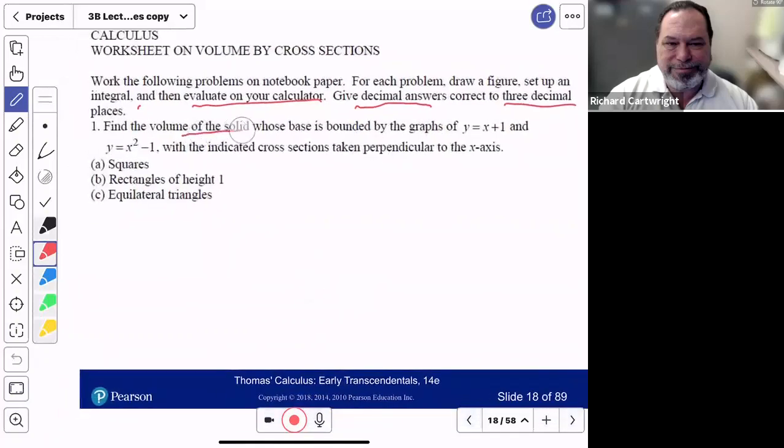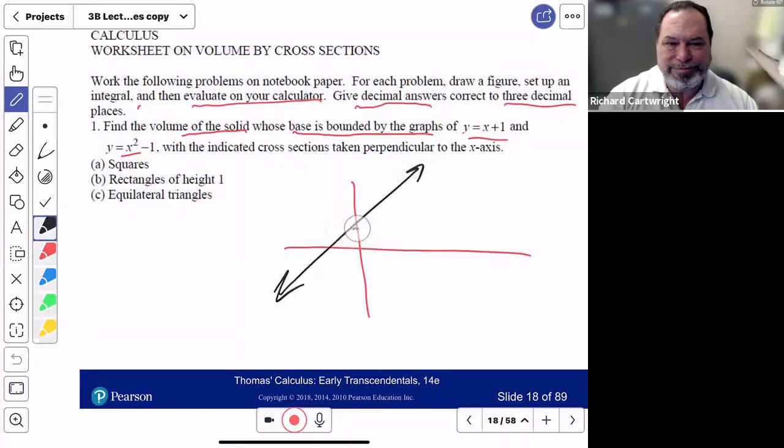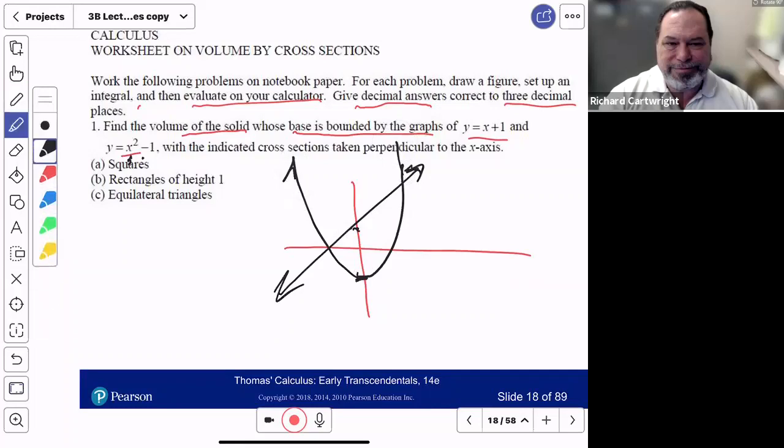Find the volume of the solid whose base is bounded by these two curves. What does that mean, bounded by these two curves? That means I've got y equals x plus one. That curve looks like this. Y-intercept is one, slope is one. I have a parabola, y is x squared minus one. So it goes down one, and goes up and over like that. So the area that's bounded is this area here.